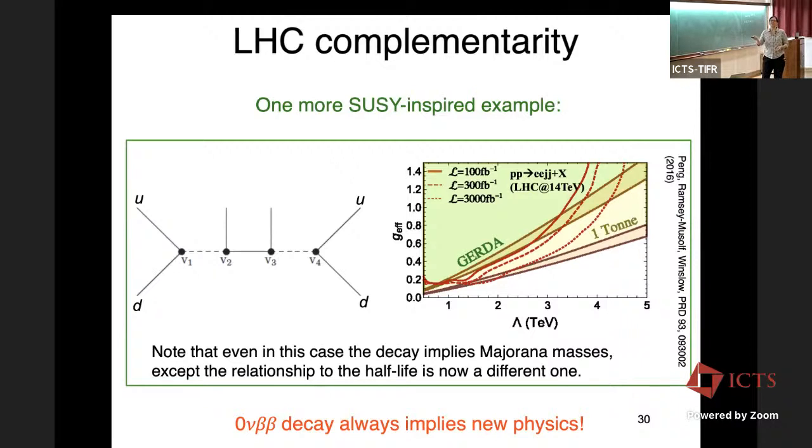So always new physics, regardless of what's responsible for that new physics, regardless of what the mechanism ends up being. Even if we never know what the mechanism is, always new physics there.